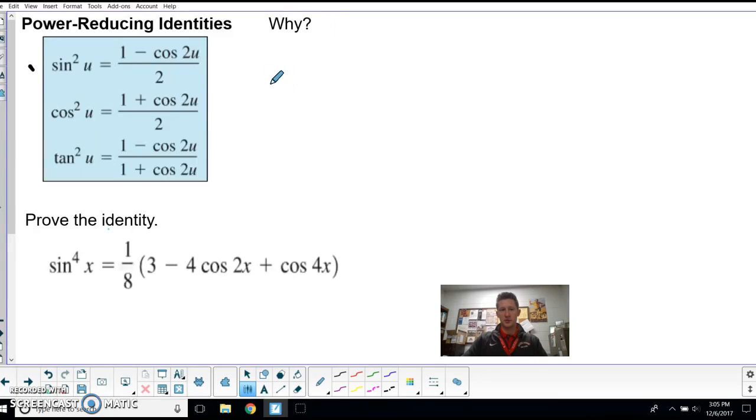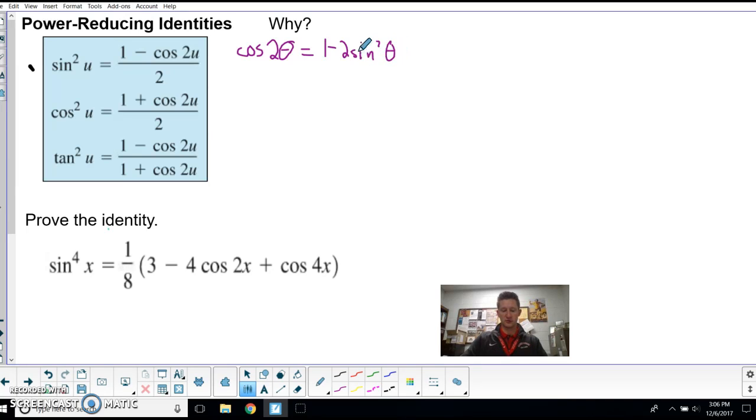All right, next up, the power reducing identities that you see here. So we've got sine squared u is equal to 1 minus cosine of 2u divided by 2. I'll show you why that is. In order to show you why that is, I'm going to refer back to a double angle identity for cosine. So if I have the cosine of 2 times theta, that was equal to 1 minus 2 times sine squared theta.